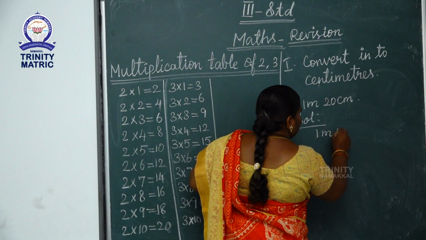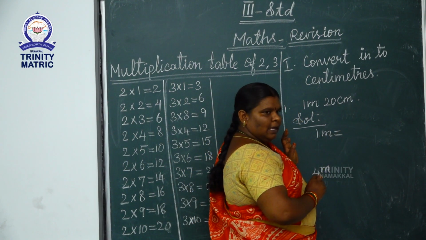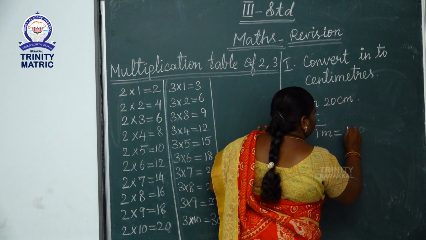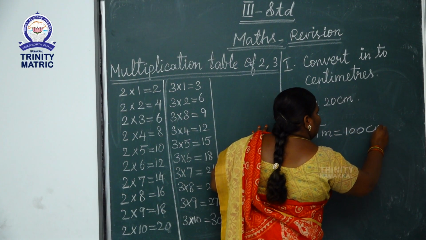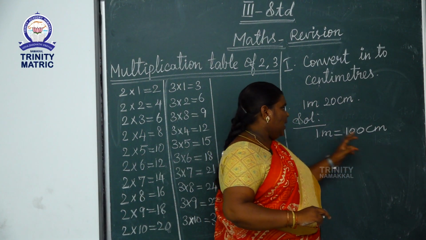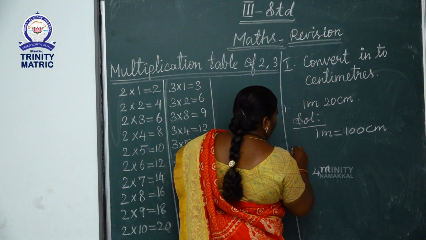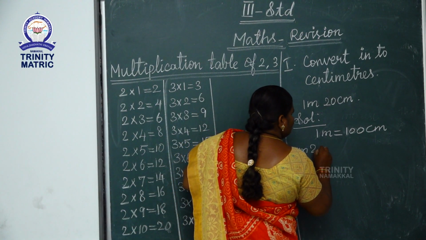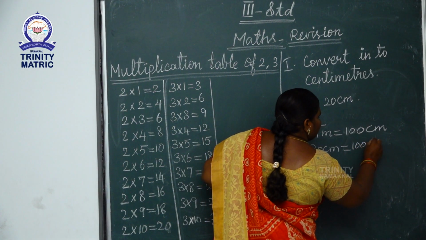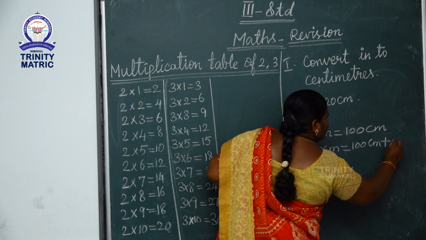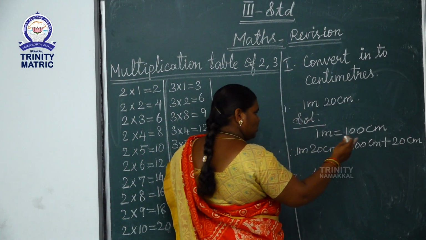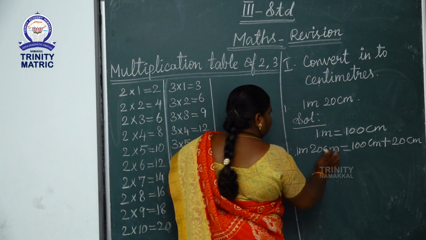1 meter is equal to how many centimeters? 100 centimeters. 1 meter is equal to 100 centimeters. Therefore, 1 meter 20 centimeter is equal to 100 centimeter plus 20 centimeter.